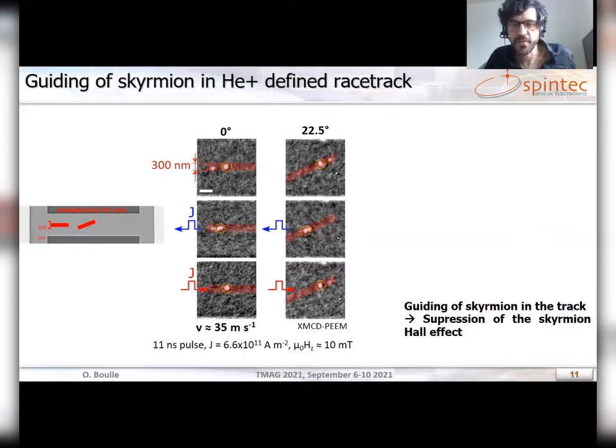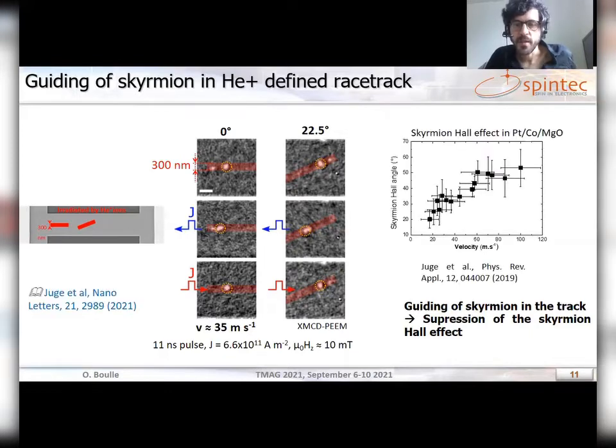The skyrmion velocity is around 35 meters per second, and for this velocity, one expects a skyrmion Hall angle of around 30 degrees. However, you can see that the skyrmion angle here is 0. Thus, the track acts as a local potential well that guides the skyrmion trajectory, which allows us to suppress the skyrmion Hall effect.